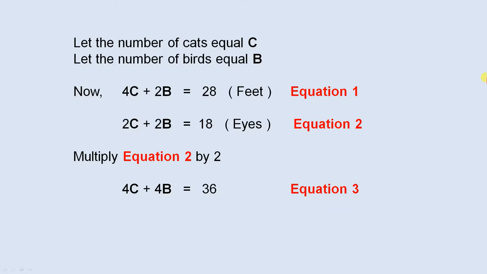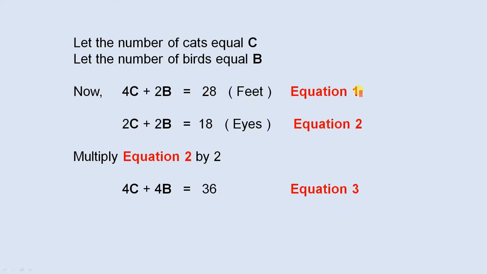Let the number of cats equal C. Let the number of birds equal B. Now let's look at the feet first. 4 times C, that is 4 times the number of cats, gives you the total feet for the cats. 2 times the number of birds gives you the total feet for the birds. So when you add those two up, that gives you 28, because the total number of feet was 28.